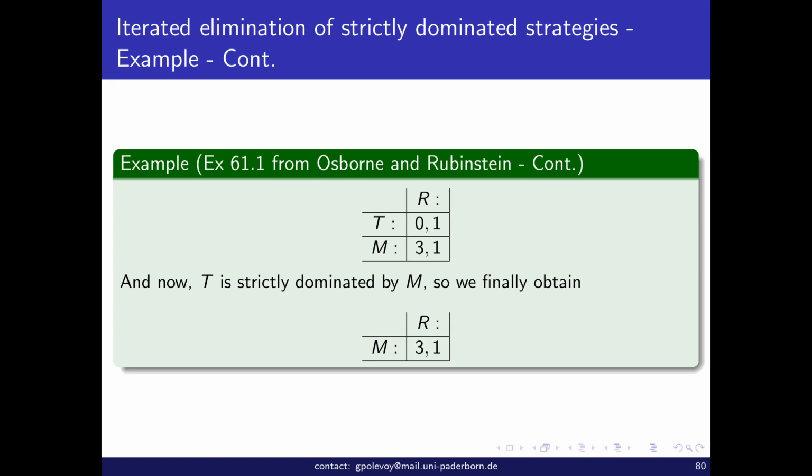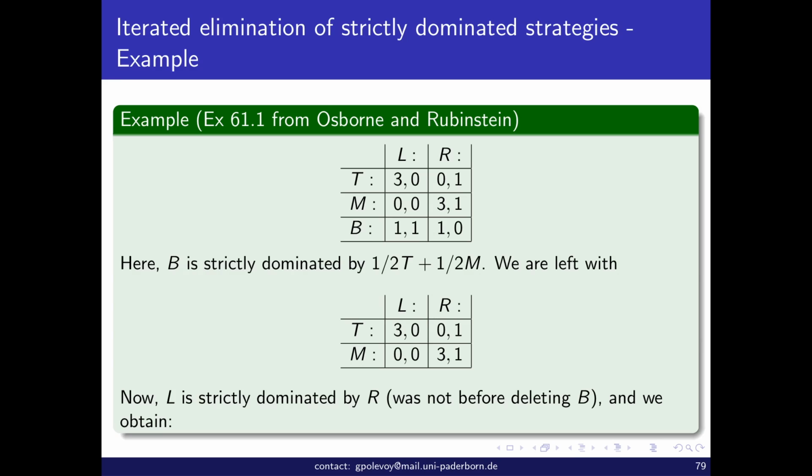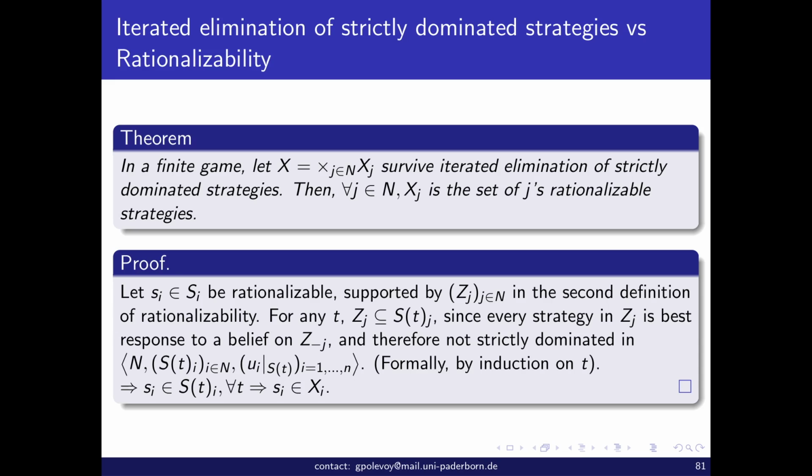That's an example. So we deleted that L. We are left with a 2 by 1 matrix, and now T is strictly dominated by M, excuse me. And we finally obtain one. In particular, this is the only mixed Nash equilibrium of the chapter. It's just an example of iterated elimination of strictly dominated strategies.